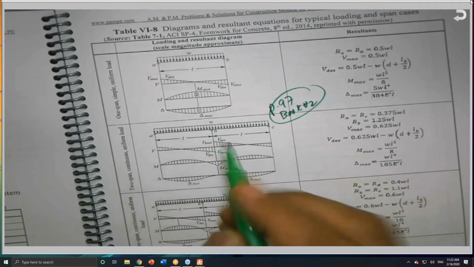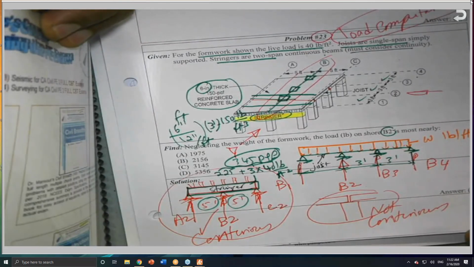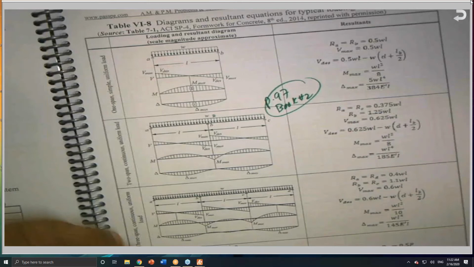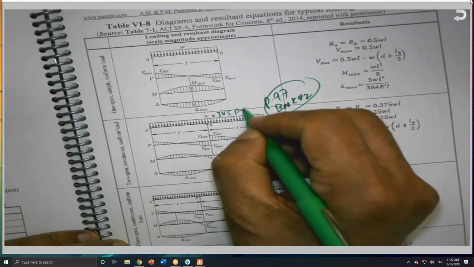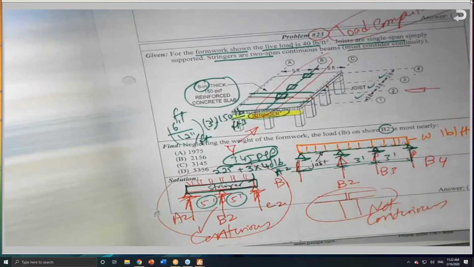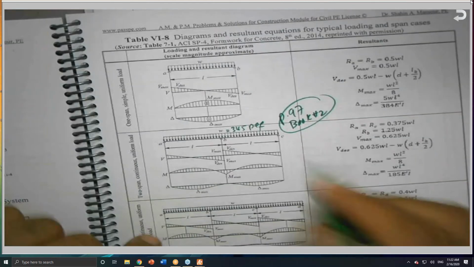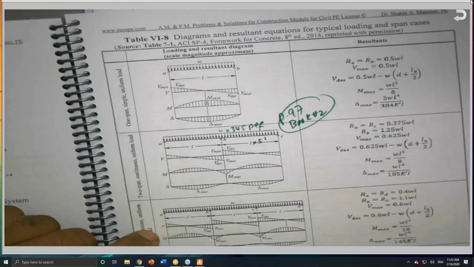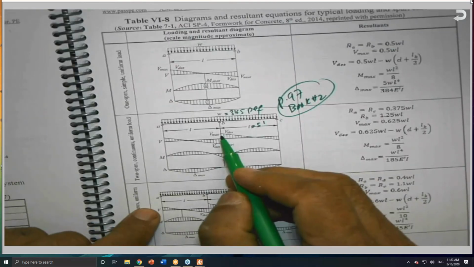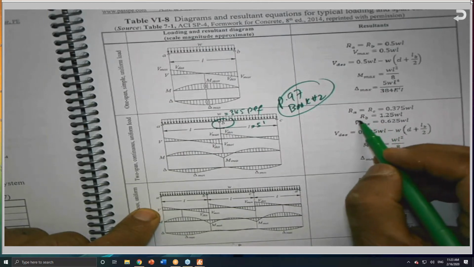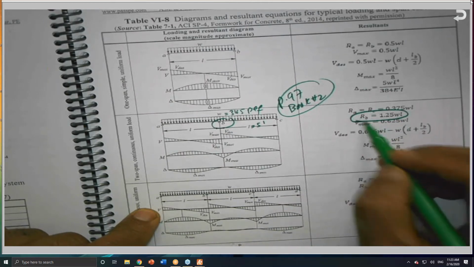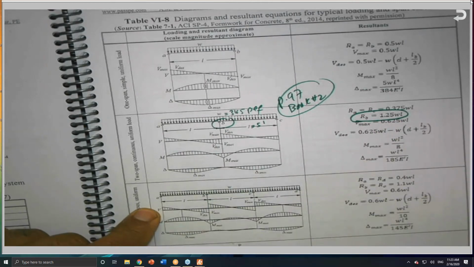Here it is. I have a uniform W equal to 345, if I did everything right, PLF. What is L? L is equal to 5 feet. What is the reaction here? The reaction at B is given to be 1.25 W times L.